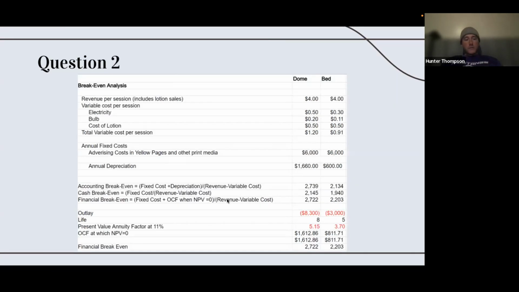In question 2, we want to calculate the accounting, the cash, and the financial break-even sales for the dome unit and the tanning bed.